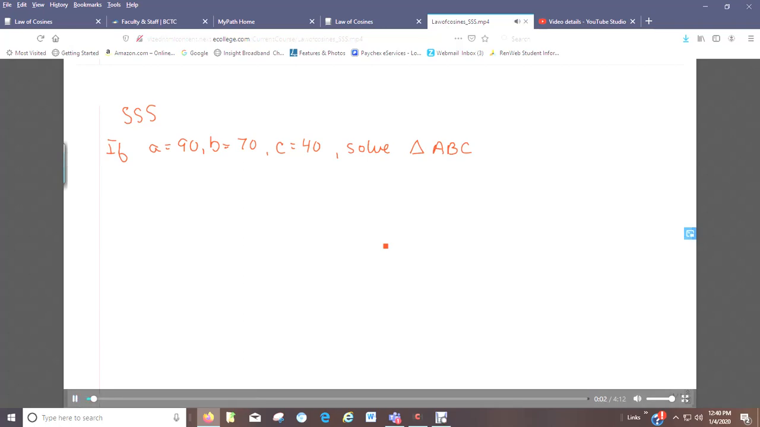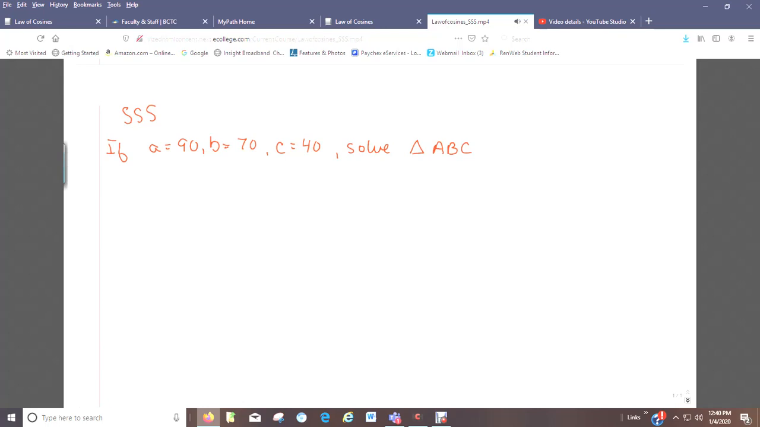Okay, last scenario. If we're given all three sides, we're going to use the law of cosines. It really doesn't matter which of the three rules we use. I'm going to use the first one, this one here. So I've got a squared, 90 squared, equals 70 squared plus 40 squared minus 2 times 70 times 40, and I don't know angle A.